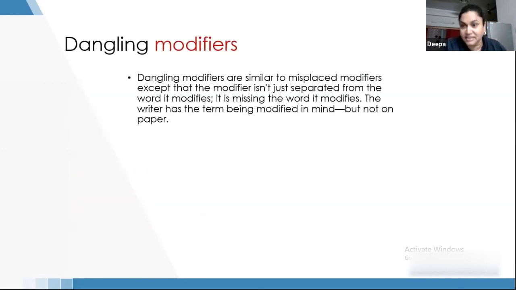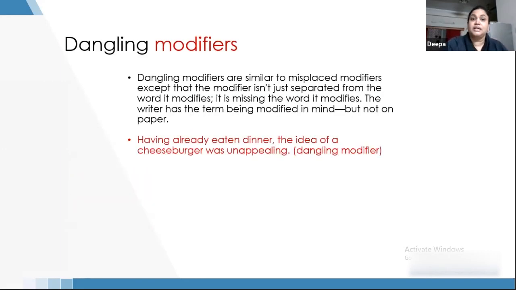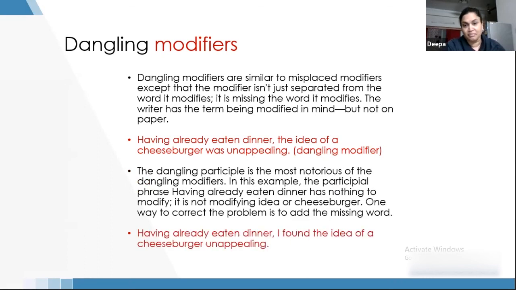Let's go to the last one, the dangling modifiers. The dangling modifier is where you don't put basically the subject and you start the sentence. You presume that the person already knows who the subject is, but the point is that we should have the subject. For example, having already eaten dinner, I had no idea. I found the idea of a cheeseburger was unappealing.